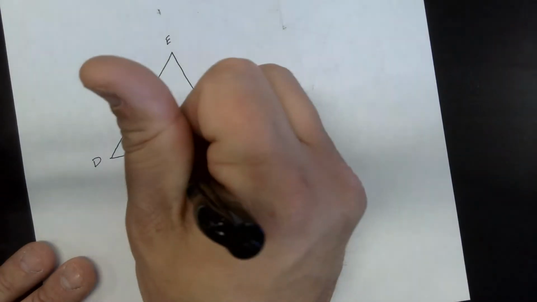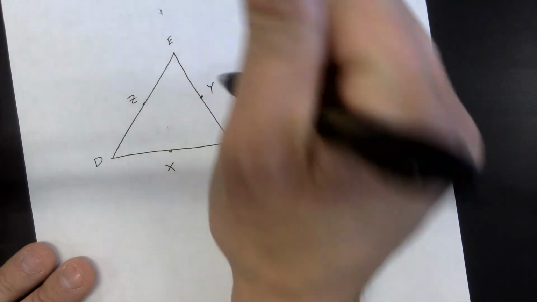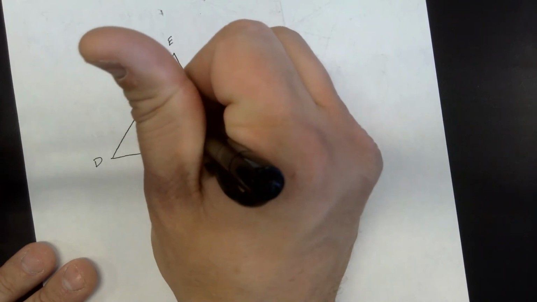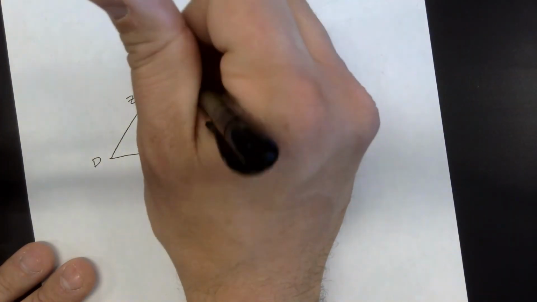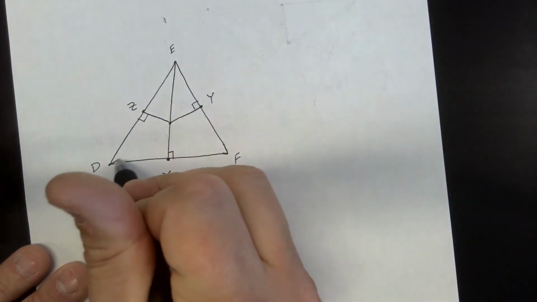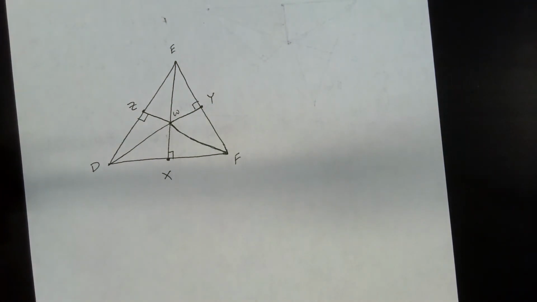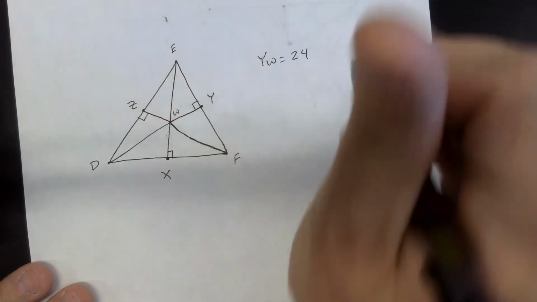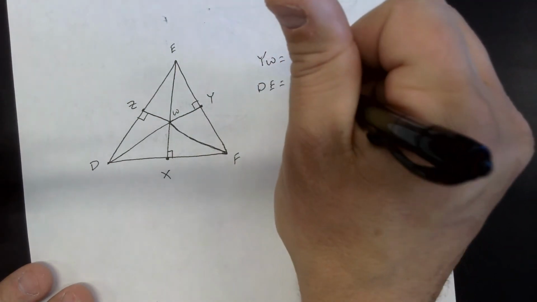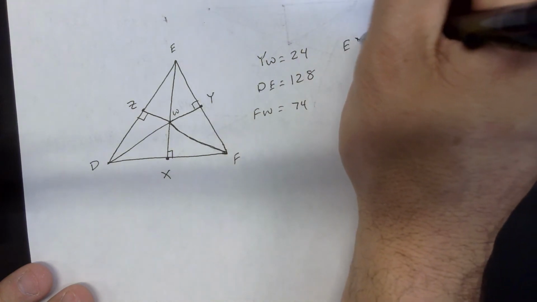Should have been writing. B, E, F, X, Z, Y. Wait, why did you switch it? Because I go fast. Yeah, I would. Okay. Get that one written down quickly. Come on. W is the middle.